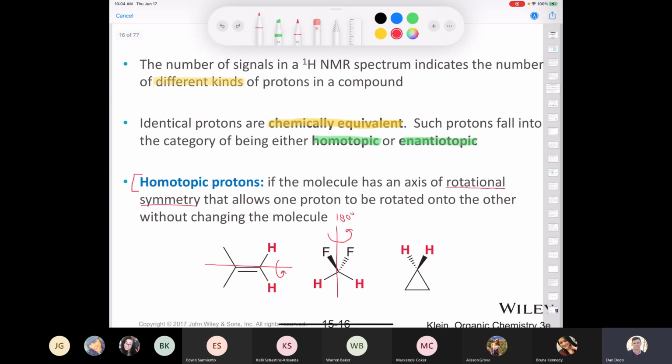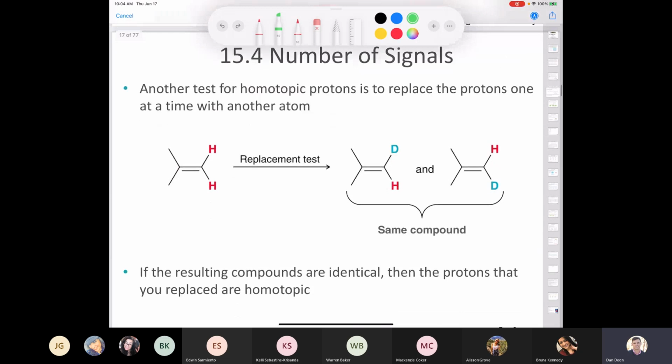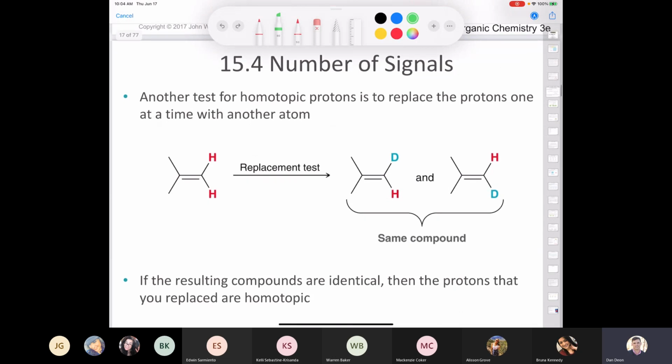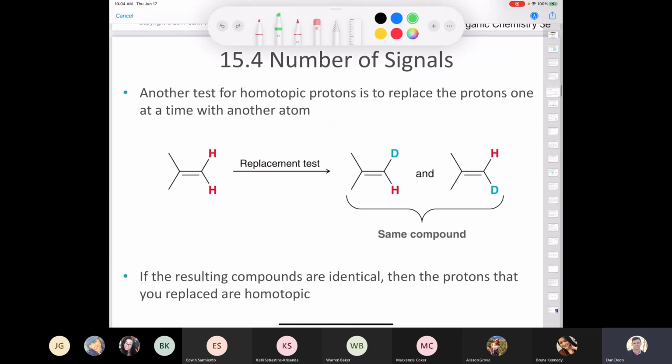If we were to rotate the molecule around this axis, we would not be able to distinguish between those two protons. Therefore, they are homotopic. They are chemically equivalent. They're going to produce the exact same signal in the NMR spectrum. So you've got to be able to recognize homotopic protons. If you're finding it difficult to recognize where the axis of rotational symmetry is in my molecule, there is a very quick test that you can do to determine whether protons are homotopic or not.